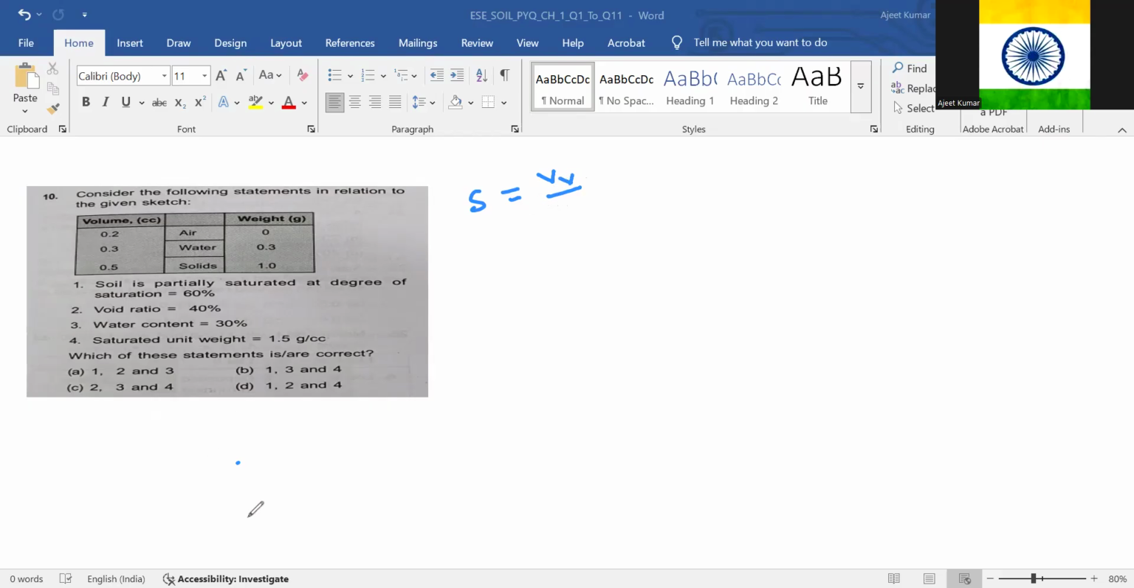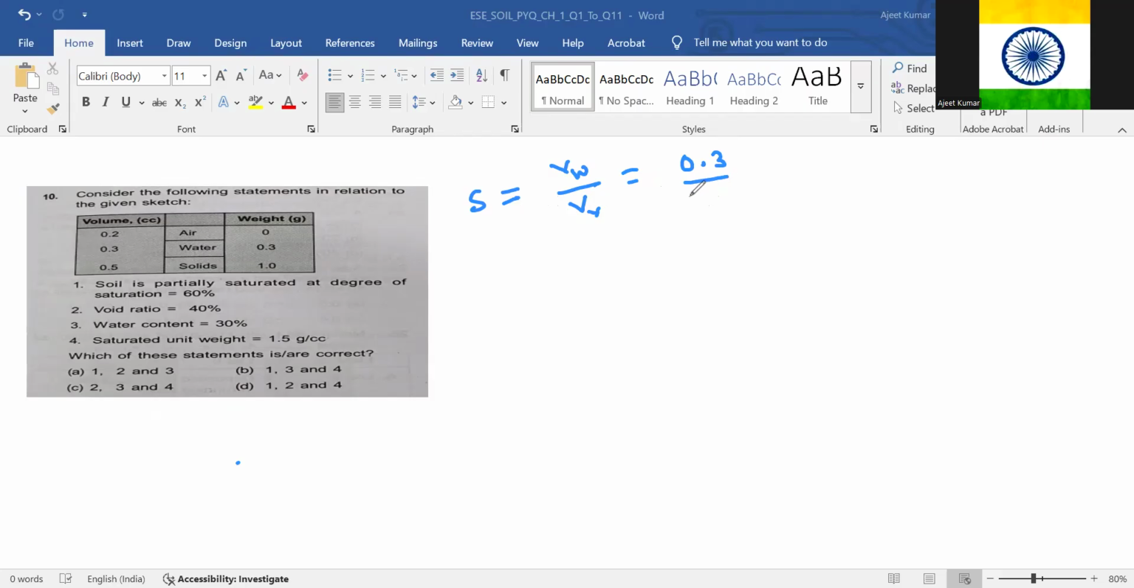This is calculated by volume of water divided by volume of void. So this is volume of water divided by volume of voids. So what is volume of water in this case? So volume of water is 0.3, divided by volume of voids.